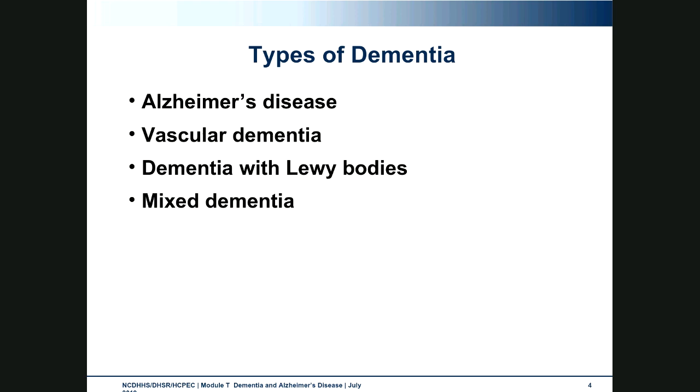Lewy body dementia is a newer dementia diagnosis, but it is becoming more common. And of course, mixed dementia is when somebody would have maybe a combination of these two. Maybe they've got Alzheimer's disease, but they've also had a stroke, so they've got vascular dementia on top of that. So mixed dementia would be a combination of one or more of these different types of dementias. So let me clarify. Alzheimer's disease is a type of dementia. Dementia is the big umbrella, and these are the types of dementia that fall under that umbrella.